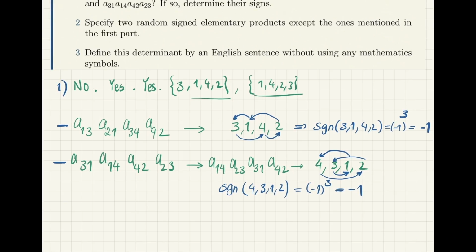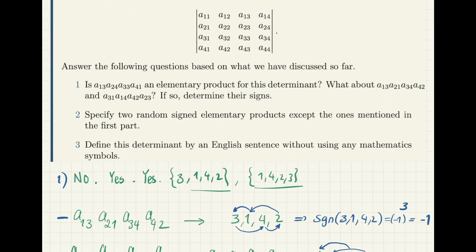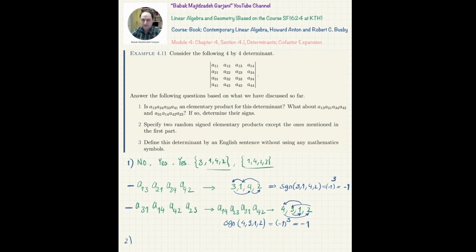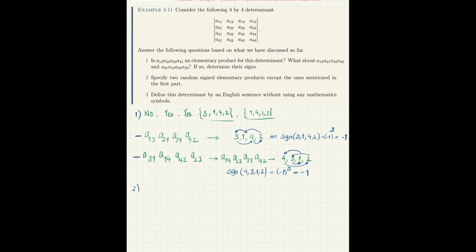So for example, the second part of the problem, we're supposed to specify two random signed elementary products except the ones that were mentioned in the first part. Yes, so we can just randomly choose them. Let me make it a little bit smaller to put it in front of eyes. I have to choose exactly one entry from each row and exactly one entry from each column. I do one of them and then you can do the other one as an exercise yourself.